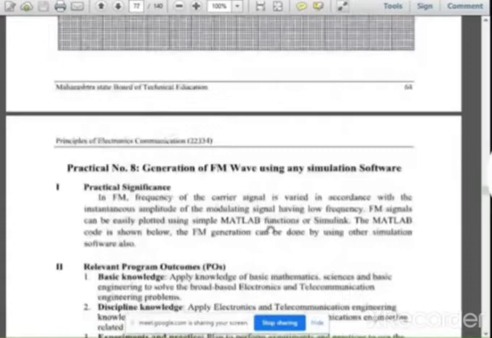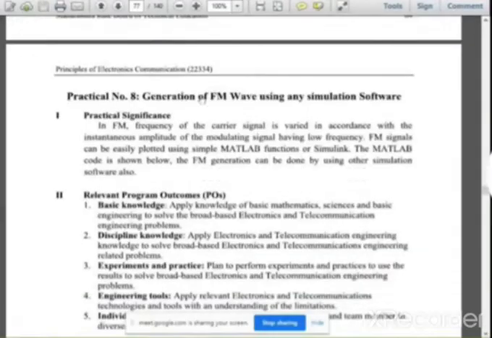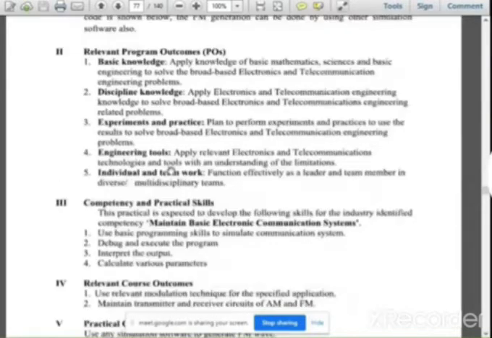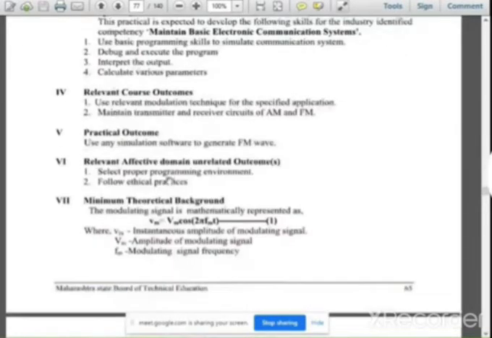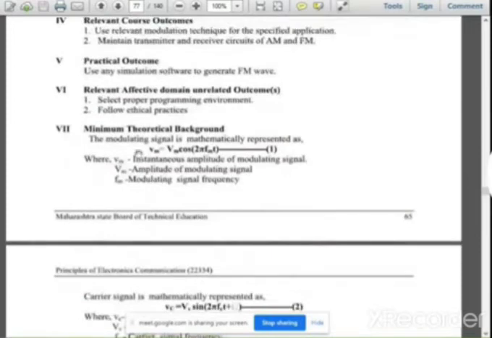So what exactly is the meaning of generation of FM wave? FM signals require two signals, that is modulating signal and carrier signal. So in FM signal, carrier signal frequency varies with respect to the frequency of the modulating signal.